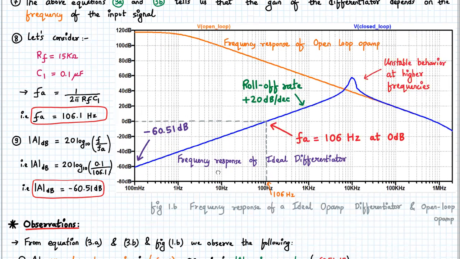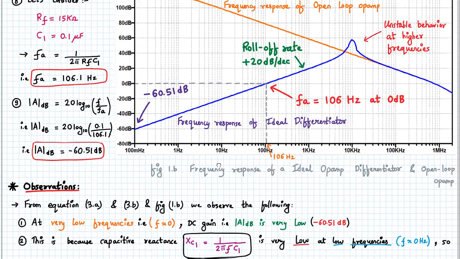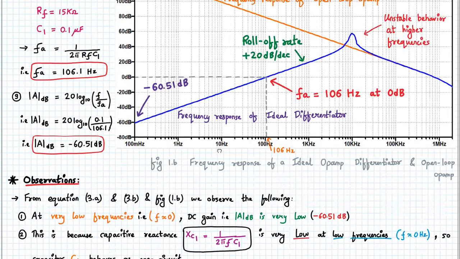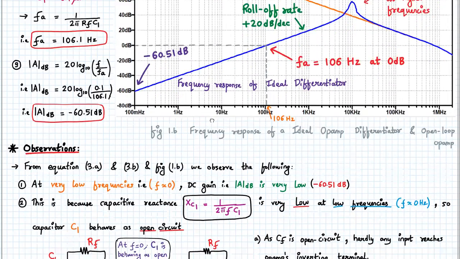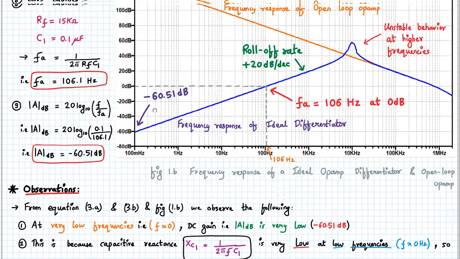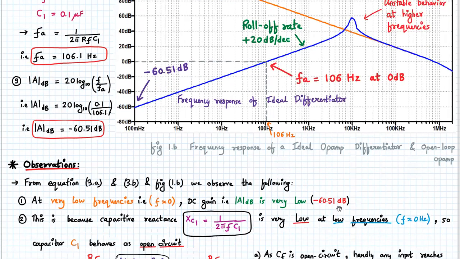Now, this was the frequency response of the ideal op-amp differentiator and the open loop op-amp. Now, let us see what the various observations are. From equations 3.A, 3.B, and this frequency response curve, we have observed the following. At very low frequencies, where f is almost 0, the DC gain delta A, that is mod of A in dB, is very, very low, and its value is minus 60.51 dB.